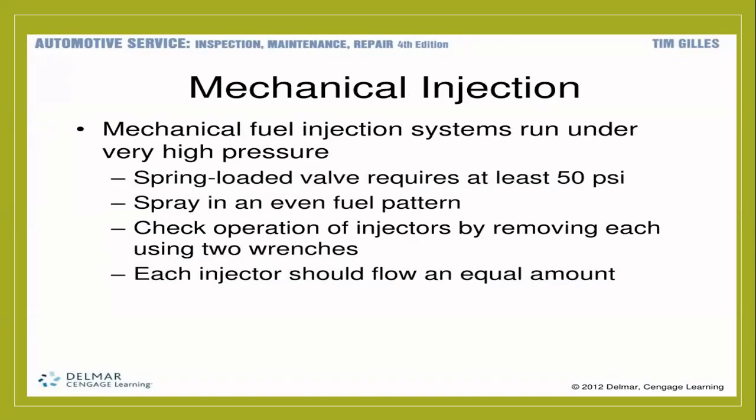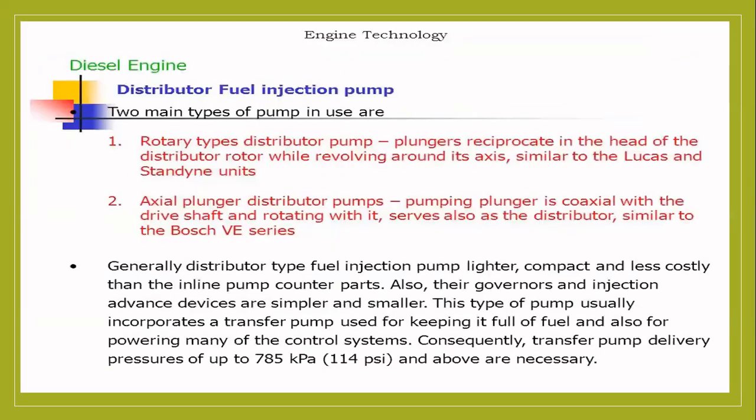Check operation of injectors by removing each using 2 wrenches. Two wrenches mean there are two holes there. So they will spray at a time, right and left. Each injector should flow an equal amount. Equal amount they will spray. Two wrenches mean there are 2 small orifices there, 2 sides. The needle is there. Needle up, there are 2 sides. Fuel will inject.